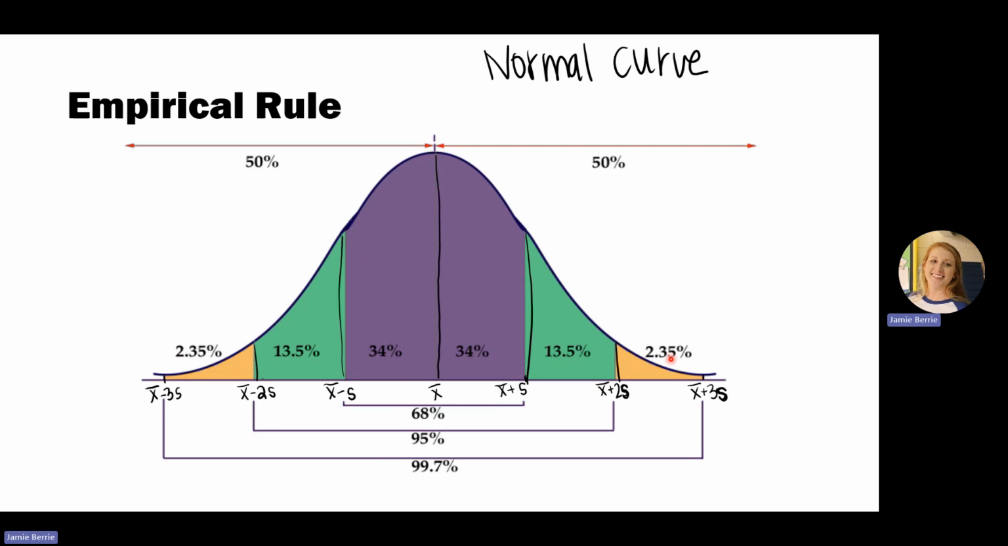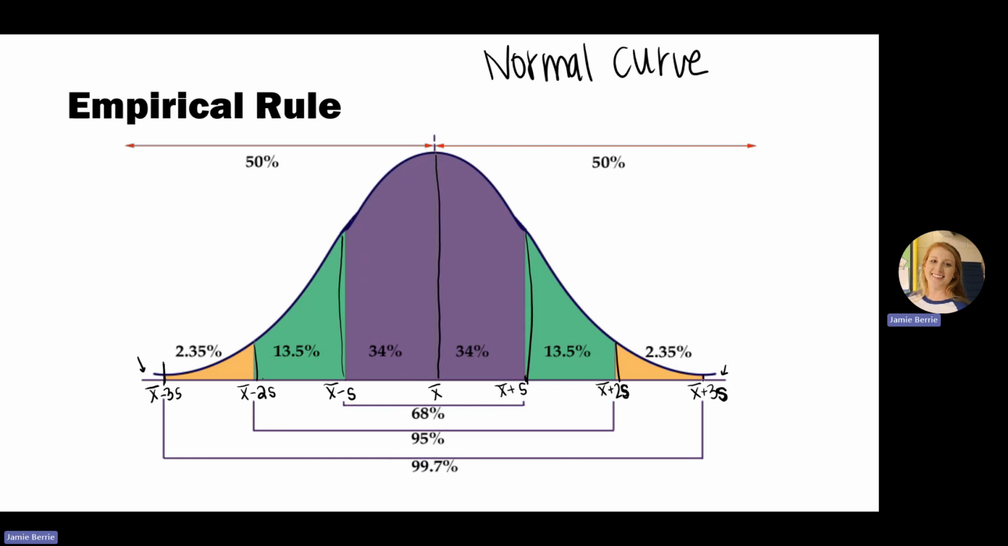And if you add up all the percentages, 2.35 plus 13.5 plus 34 plus 34 plus 13.5 plus 2.35, that all adds to 99.7. Now that's not 100% of the graph, right? We've left out 0.3%. All right, so that's the only hang up that I have with this picture. That's the only part of this picture I don't like, is that it doesn't tell you what's in these little tails over here.